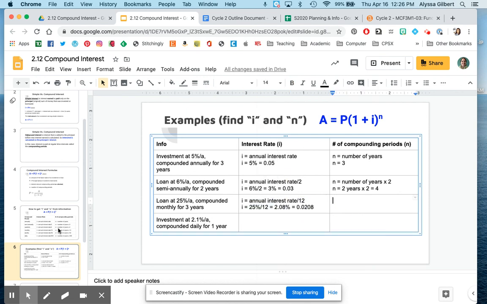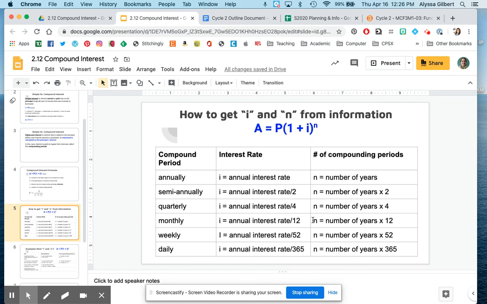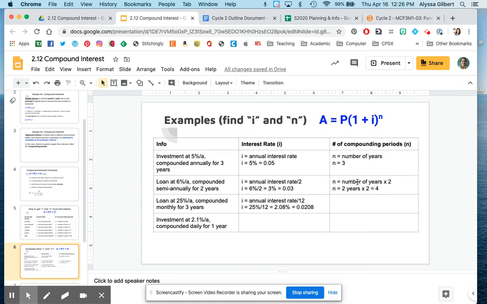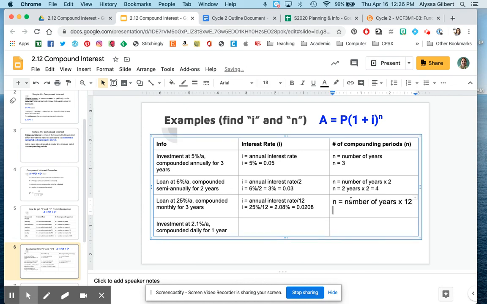Okay, and then number of compounding periods. Well, if it's compounding monthly, that's 12 periods in a year, and we're doing it for 3 years. So if we go back here, that makes sense because my N is going to be number of years times 12. So we have 3 years times 12 equals, what's 3 times 12? 36. 36 compounding periods.